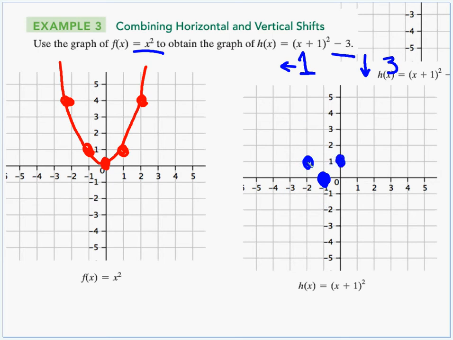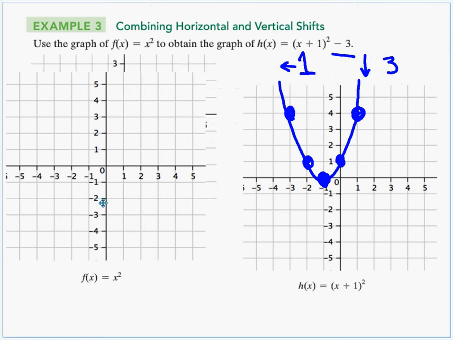And from each of those points here, I'm going to go left 1, up 3. And here I'm going to go right 1 and up 3. Just to get a couple more points on my new graph. Okay, I'm going to erase this one, put our final graph.